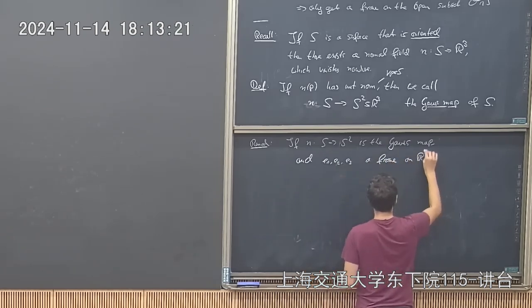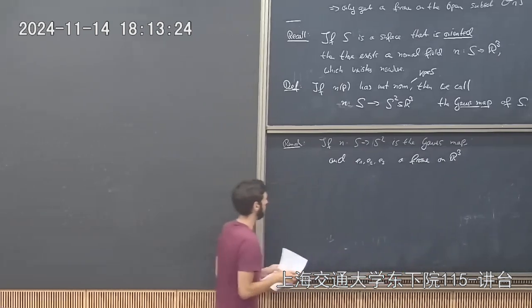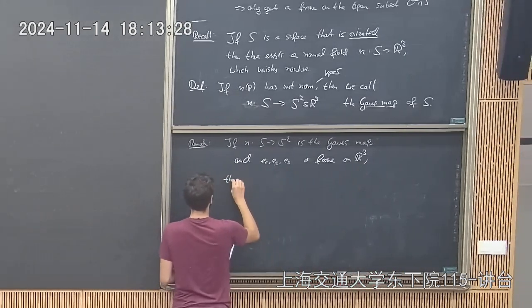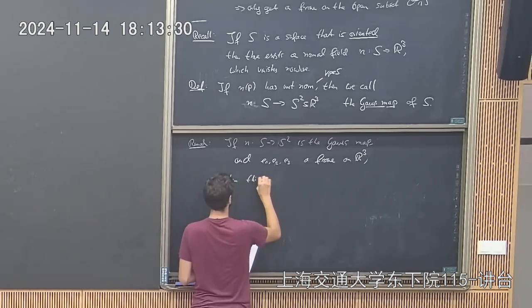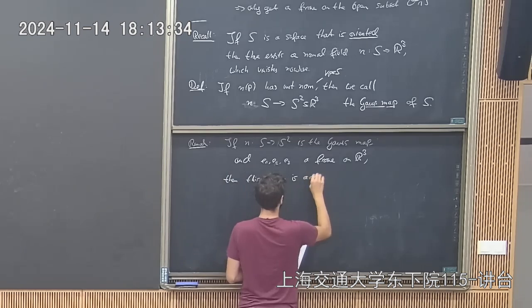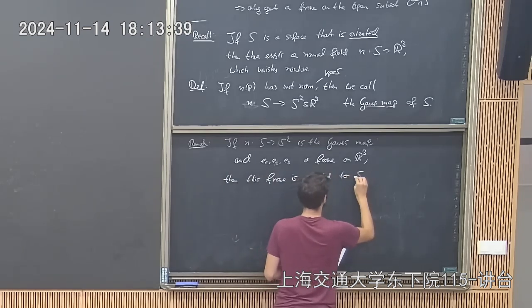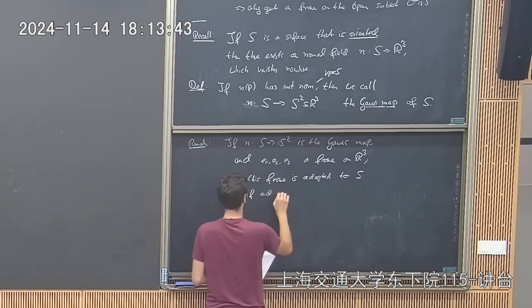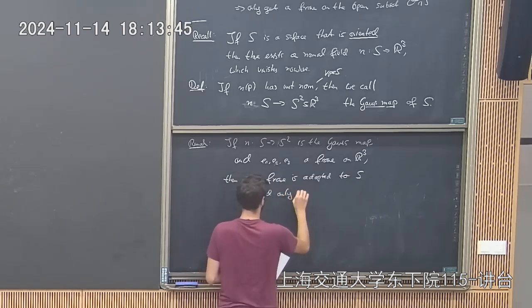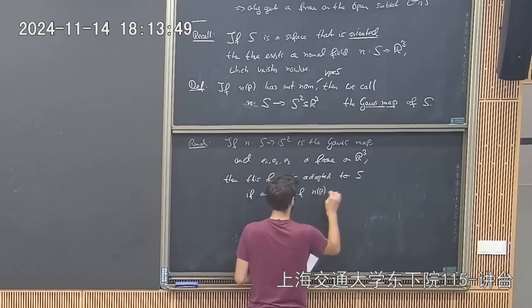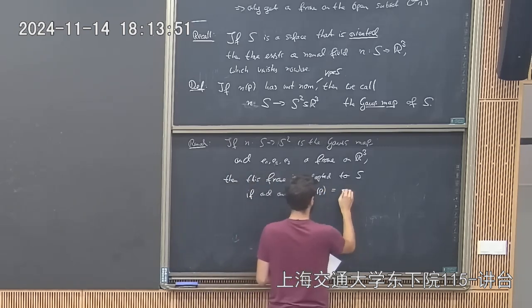on R3 and a certain subset of R3, then this frame is adapted to S if and only if the normal vector at the point equals E3.